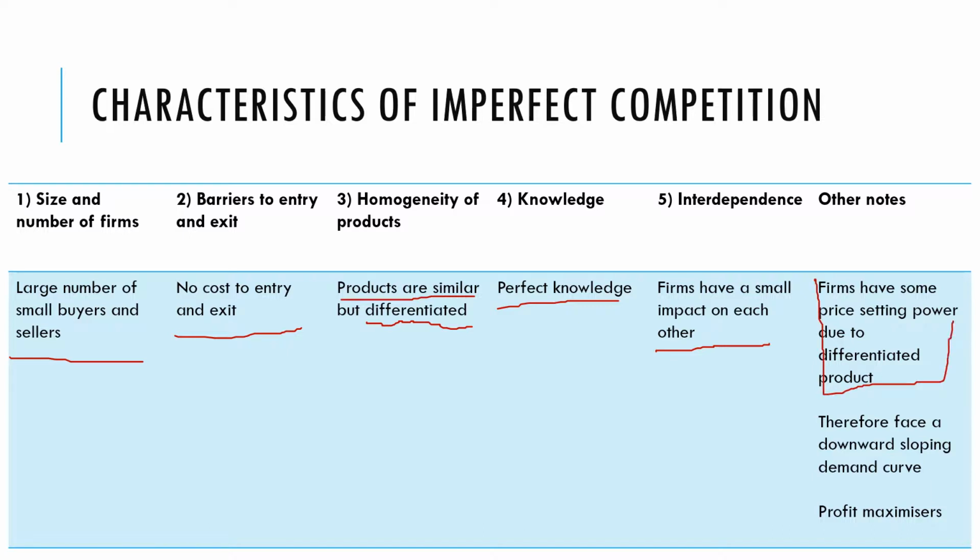Firms have some price setting power due to the fact their products are slightly different. So I can raise my price, but because my product is slightly different, I don't lose all my customers. My demand curve is not perfectly price elastic. The demand curve here is downward sloping. Again, we assume that these businesses are profit maximizers.